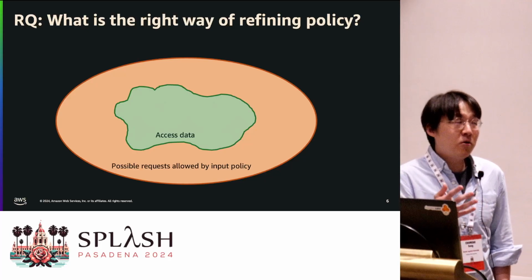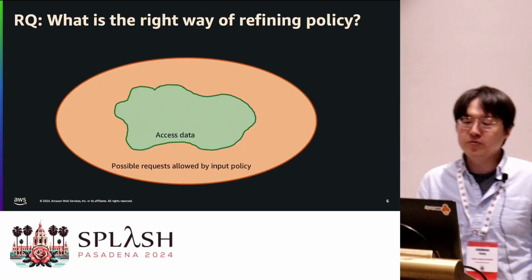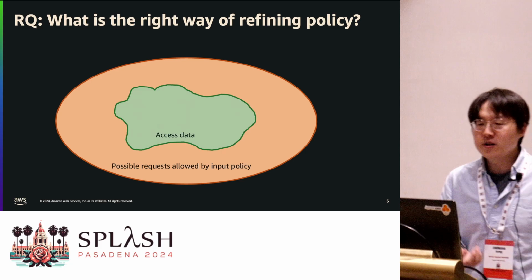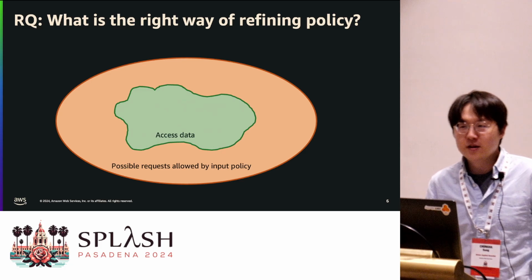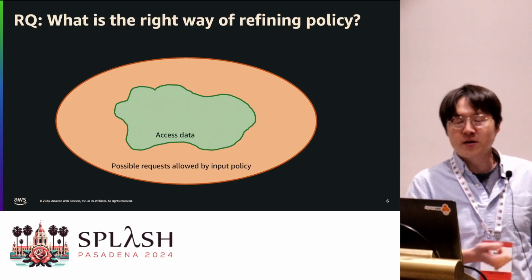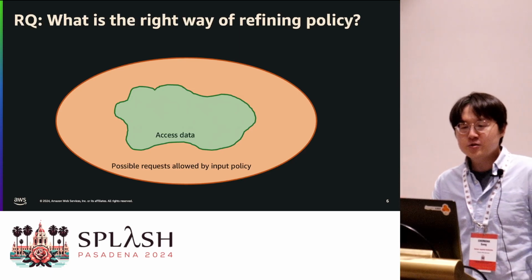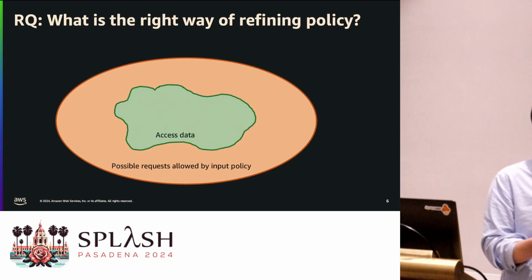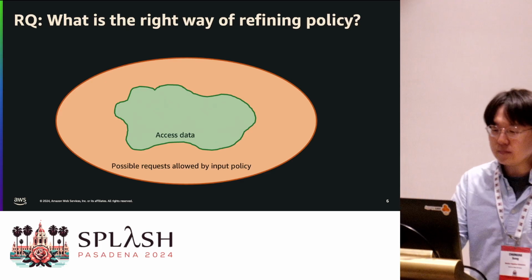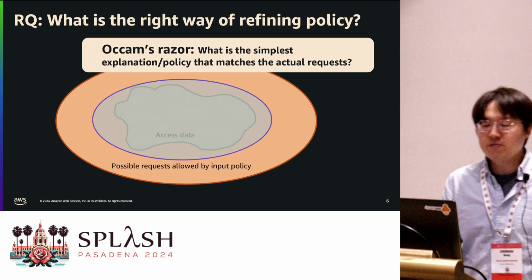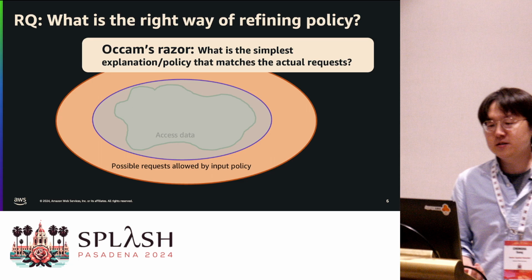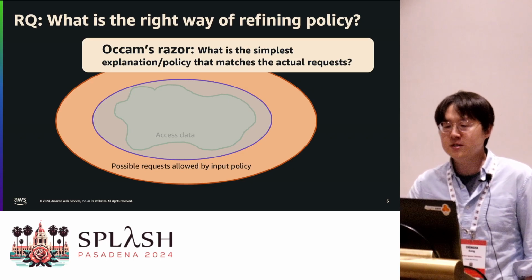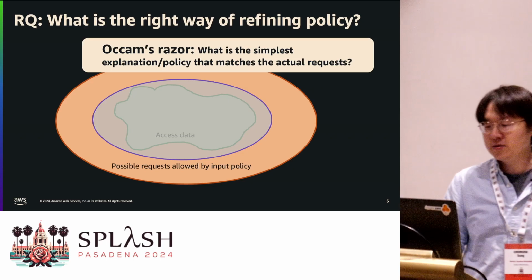So I mentioned IAM policy refiner takes the IAM policy as an input with access data and refines it. But we haven't answered this question: what is the right way of refining a policy? Let me use a visualization to better understand it. Here, the orange circle shows all possible requests allowed by the input policy, and this green area shows the actual access data. Our goal is to find the right level of refined policy. Basically, our journey is about finding the simplest refinement from the input policy and achieving the right level of refinement.